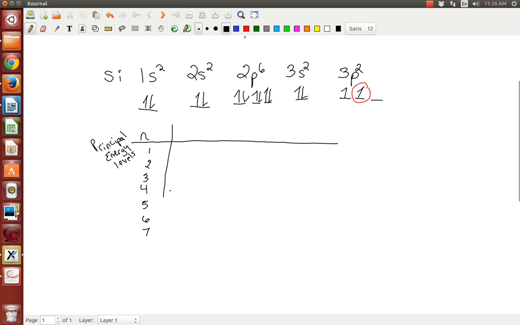The second one is where you tell me the sublevel, and it's got a little l, and it's an azimuthal. Don't worry about the name too much. It's just the sublevel.